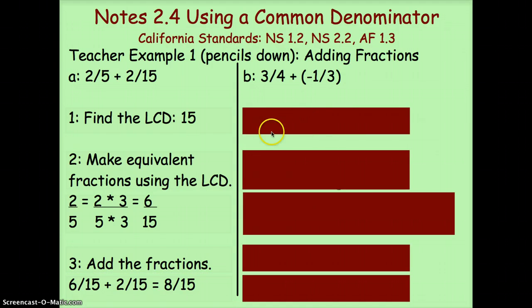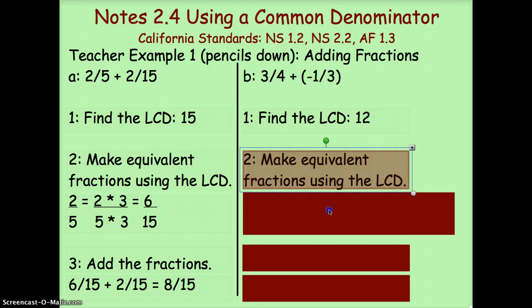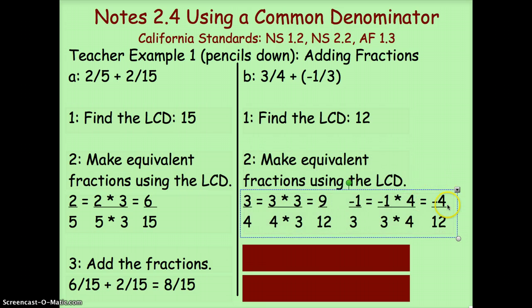Okay, so starting off we find our LCD between 3 and 4, which of course is 12. Then I need to change both these fractions so they have a common denominator. So 4 times 3 is 12. I need to do the same thing to the numerator. 3 times 3 is 9. 3 times 4 is 12. -1 times 4 is -4. Again, you want to watch out for that negative sign. If you forget that, it will change your answer completely, so be careful.